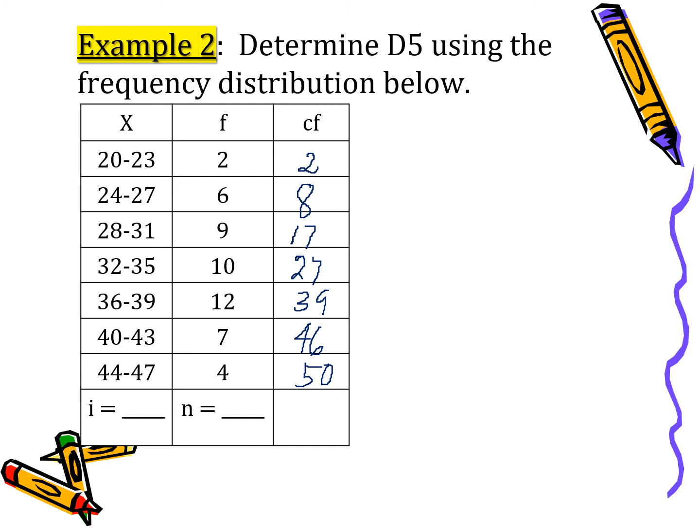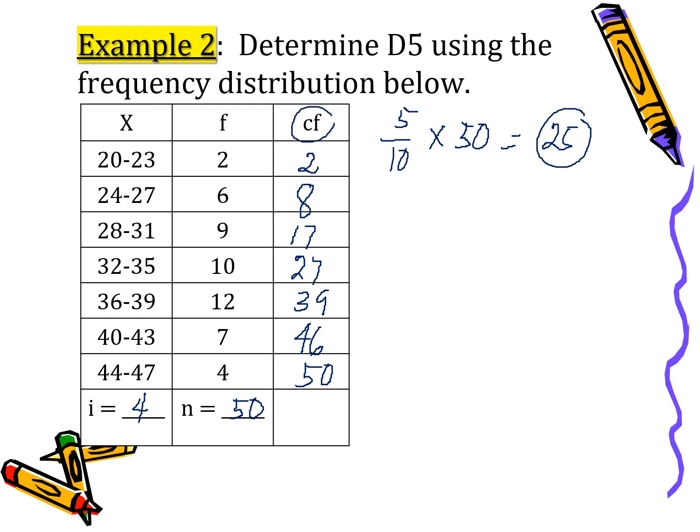Now, let us add for us to determine the number of scores or the number of students. 2 plus 6, 8 plus 9, 17 plus 10, 27 plus 12, 39 plus 7, 46 plus 4, 50. And for i, or class width, 44 minus 40 is 4. Another is 24 plus 20, so it's really 4. Now, let's have step number 2. Let us determine the 5 over 10, decile 5, 5 over 10, which is also 50% or 0.5 of 50. So, 5 over 10 or 1/2 of 50 is 25. So, 25. This is our basis to locate the decile 5 class.